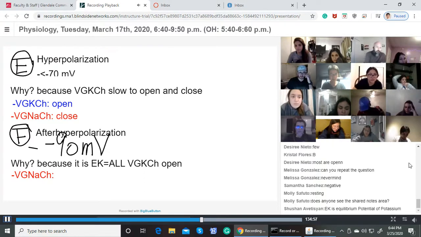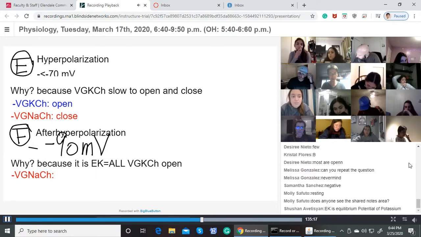Now, why can it reach minus 90? Because potassium is slow. It continues to open so that it can reach the true potential. In this case, it's EK, minus 90, because it is slow to close. It continues to open until point F.